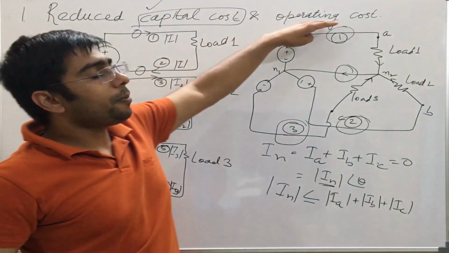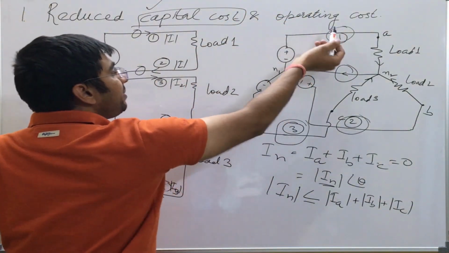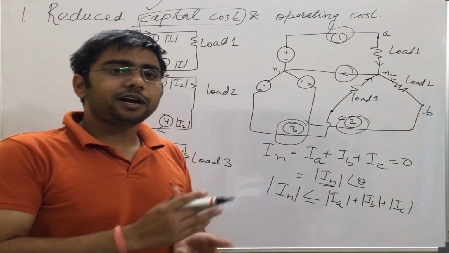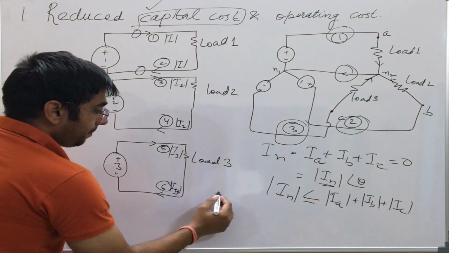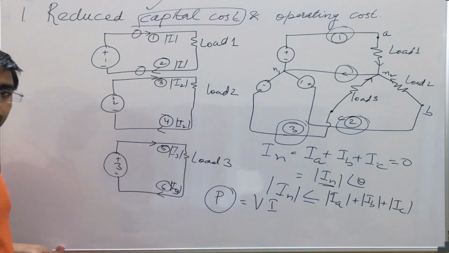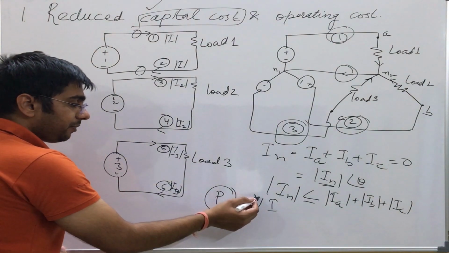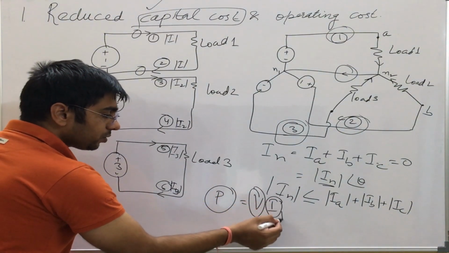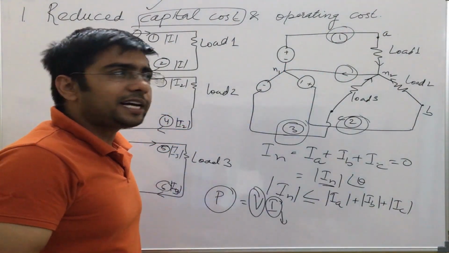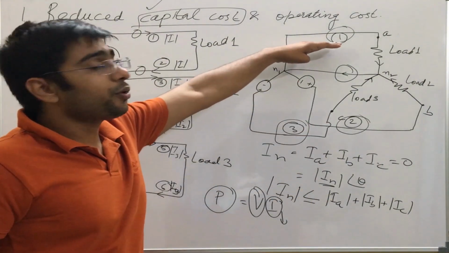Second one, the operating cost. As we see, the current requirement here will be reduced. Why? The line voltage will be √3 times the phase voltage. So the current requirement, if this power is the same, P equals VI, let us say I am assuming unity power factor. If the power is the same and I increase the voltage, the current will be reduced. So the line-to-line voltage is increased. It is √3 times the phase voltage. So then the line current will reduce, so the amplitude of the current will reduce.